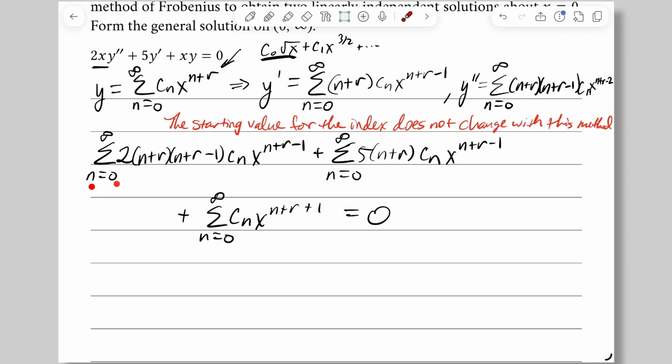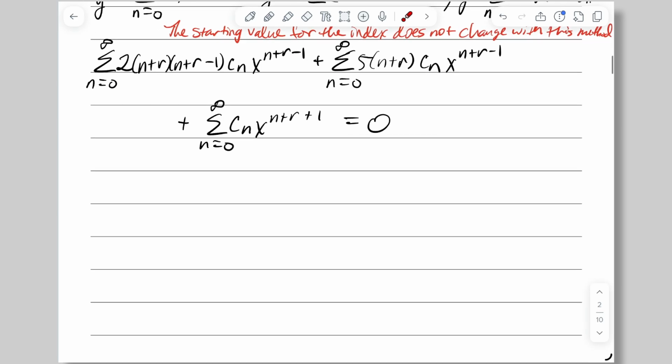n would go from 0 to, I'd write down k equals -2, and I'm going to avoid a negative starting value for the index. So instead of changing the n plus r minus 1, I'm going to change the n plus r plus 1. And all of the exponents are going to become k plus r minus 1.